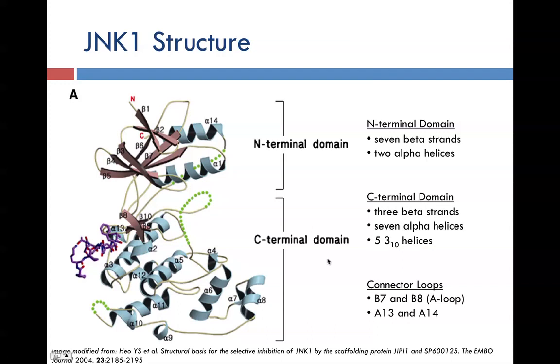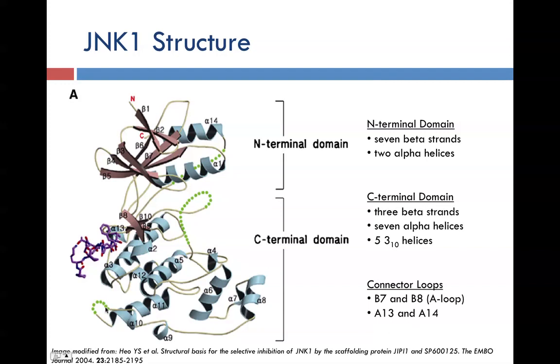what those are. So we also have connector loops, and they're going to be between B7 and B8, so right here, as well as between A13 and A14, which, if I can find it, A14 right here and A13 over here. Where they have these green dots just means that they're not really sure what's going on in this part of the structure. JNK1 is pretty flexible because of these two connector loops. And again, this was the only article I could find on JNK1 structure, and it's from 2004.